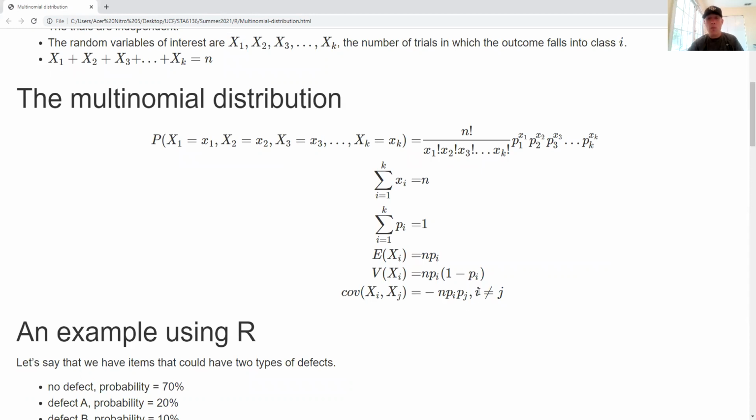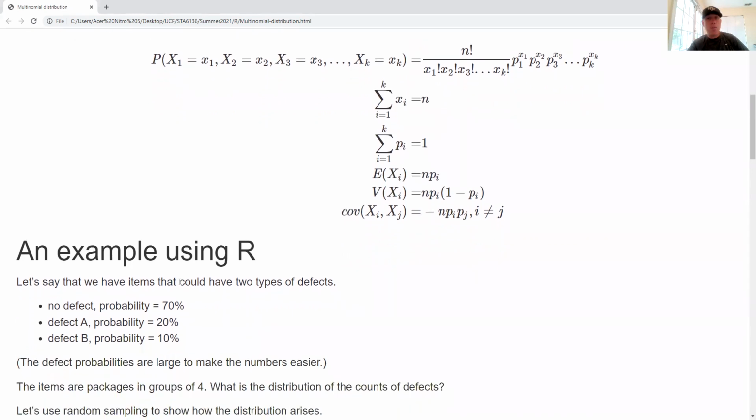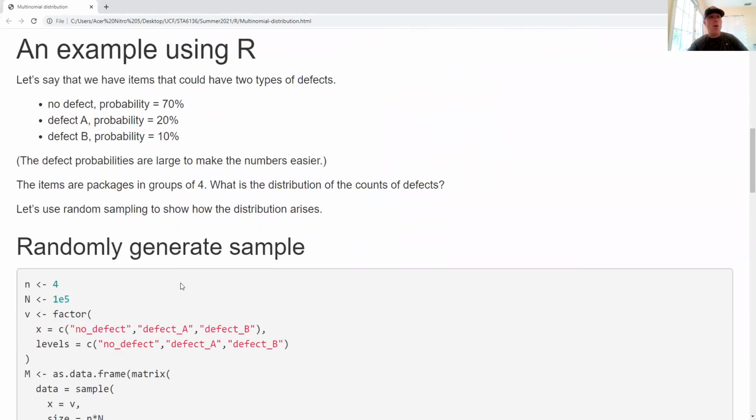Now remember, in this one, when I talk about covariance, i and j cannot equal each other. Okay, so let's go ahead and hit an example using R. I want to show you that this distribution is in fact the correct distribution. I'm not going to talk about how we get that.